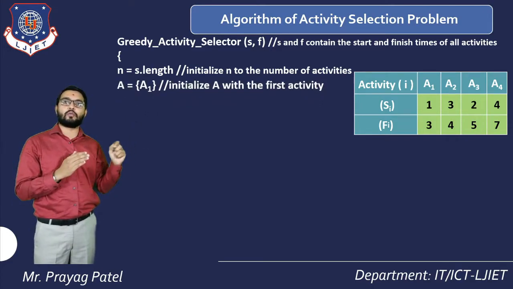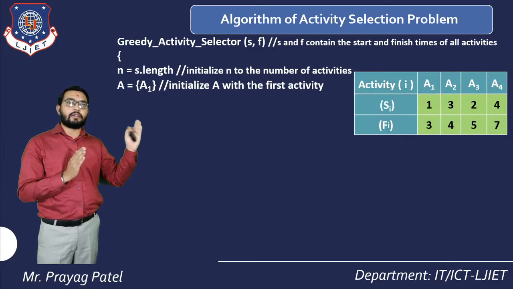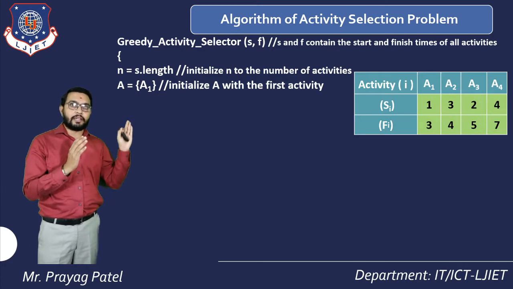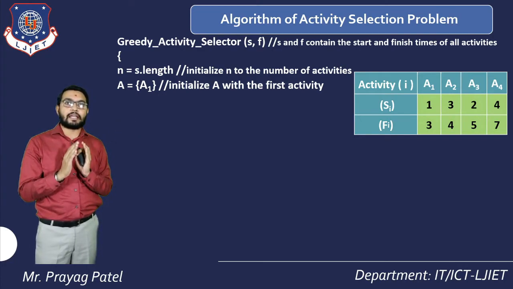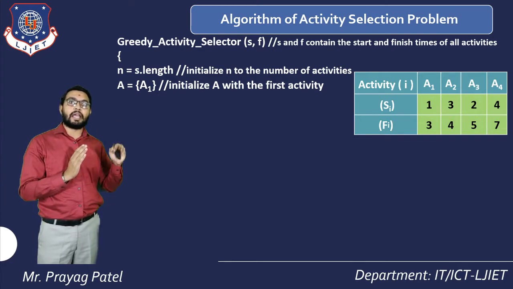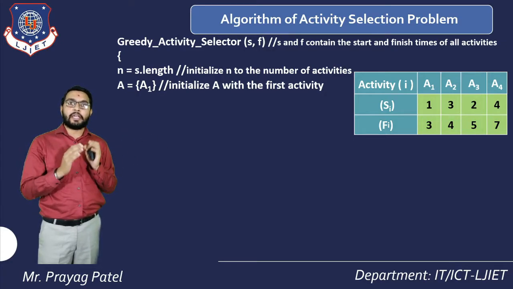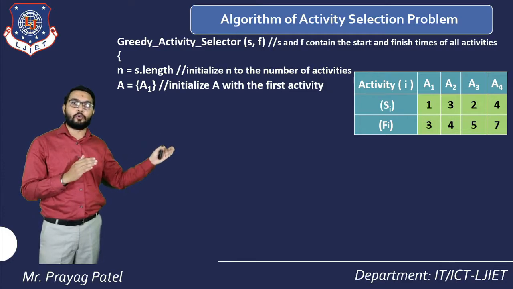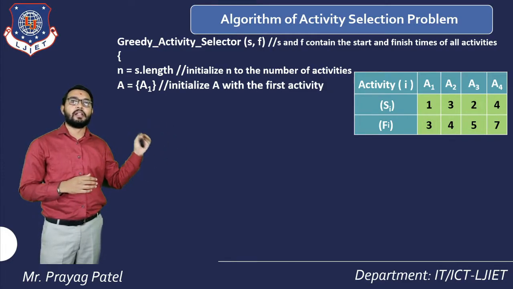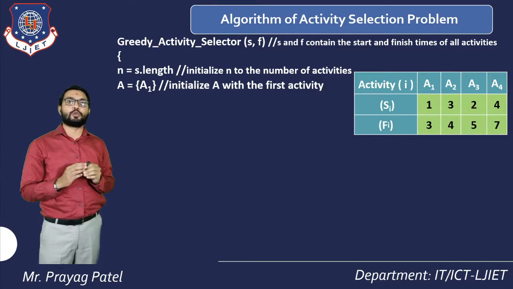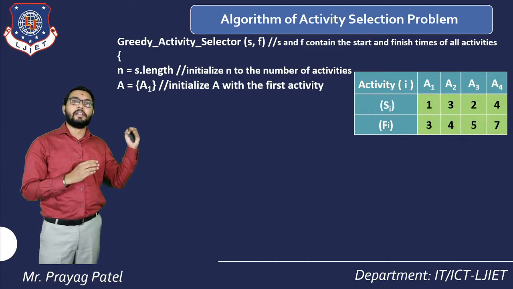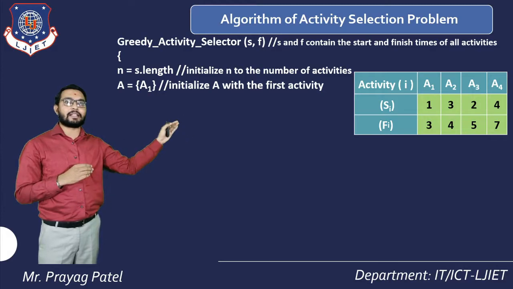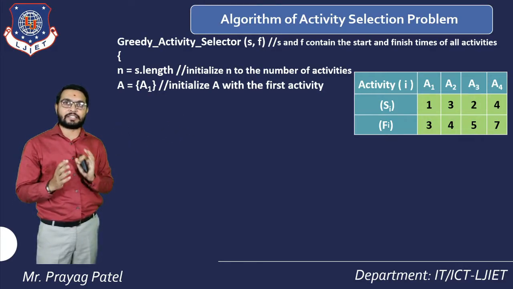Now consider A equal to A1, which means we select the first activity by default because the given data is in ascending order of finishing time. If the given data is not in increasing order of finishing time, then you arrange this data into the increasing order of finishing time Fi. So here consider the finishing times as 3, 4, 5, 7, which means increasing order.